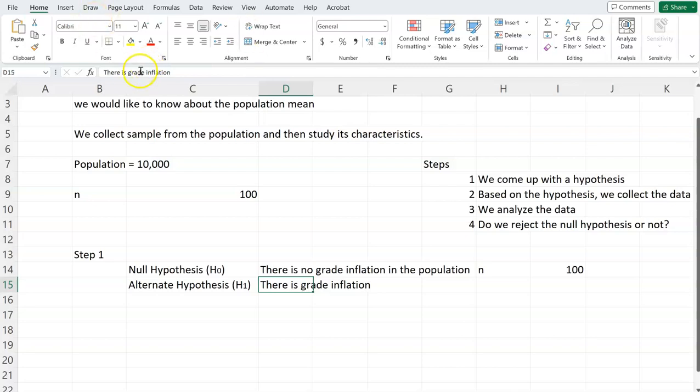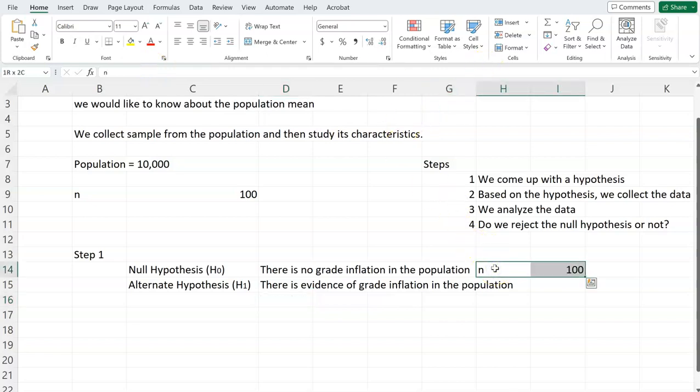And then we could write there is evidence of grade inflation in the population. So we could write it this way too. Now in a few minutes, when we look at some exercises, we can also see how the null and alternate hypothesis can be written in mathematical form. We don't have to write sentences like this, but either way is fine. But one important thing to notice is that the null hypothesis is always testing the population, not the sample.